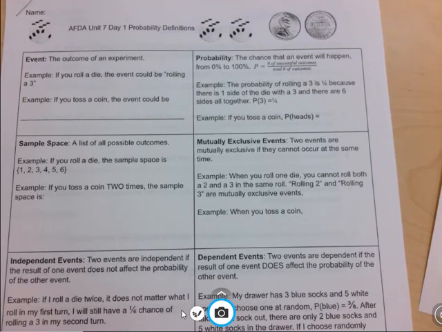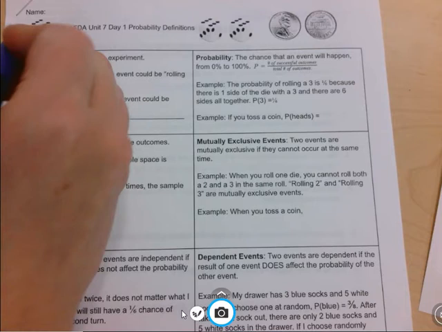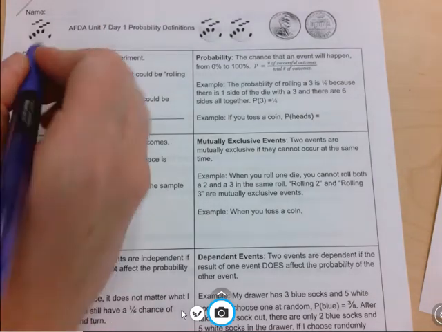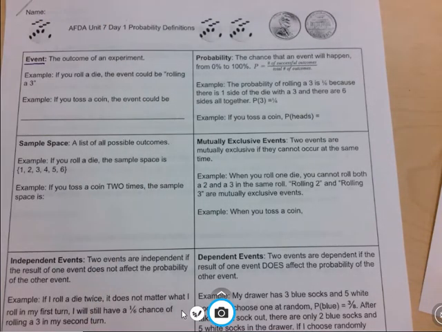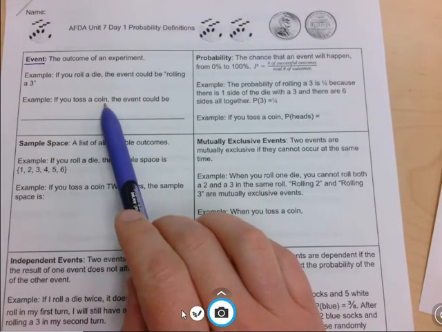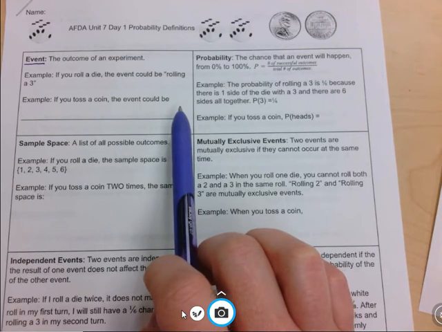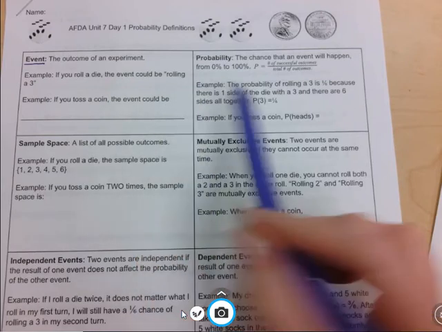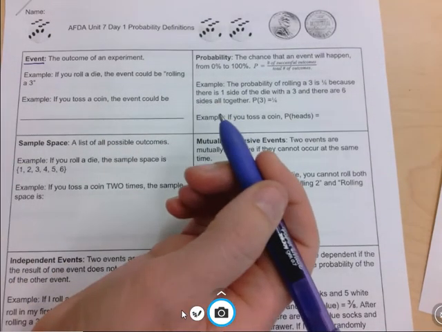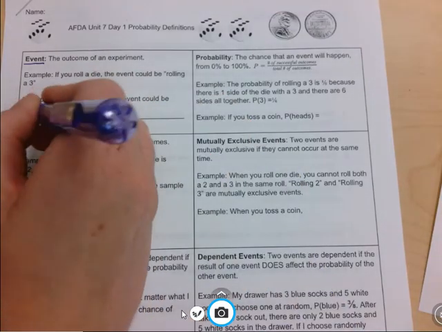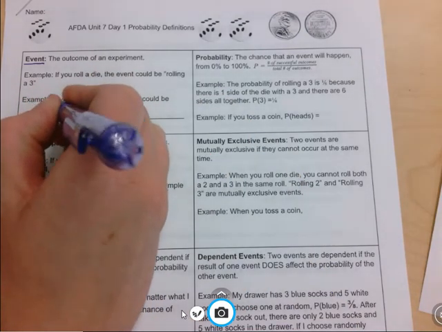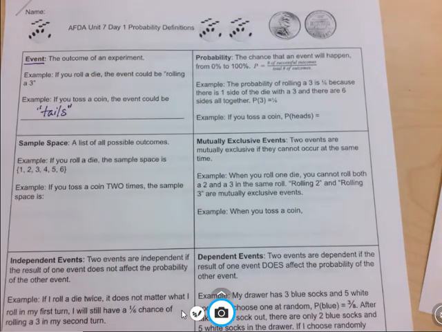So our words are in the bold. The first word is event. An event is the outcome of an experiment. For example, if you roll a die, the event could be rolling a 3. So you need to fill in now. If you toss a coin, the event could be... pause the video and try to answer it. Okay, so you could have written heads or tails here. I'm going to put tails, but you could also put heads, it doesn't really matter.